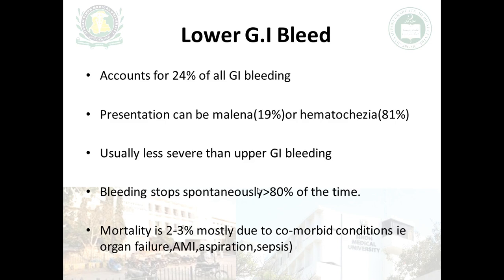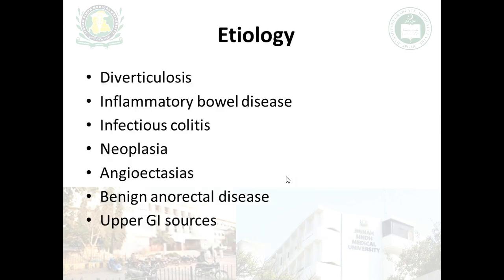When we consider the severity of upper GI and lower GI bleeding, basically lower GI bleeding is less severe compared to upper GI bleeding. Bleeding stops spontaneously 80% of the time. So when patients come to you with a lower GI bleed, there is a fair chance that 80% of the patients have no other episode of GI bleed. Mortality is 2 to 3%, and mostly the reason for mortality is the comorbid condition. So this is the general overview of lower GI bleed.